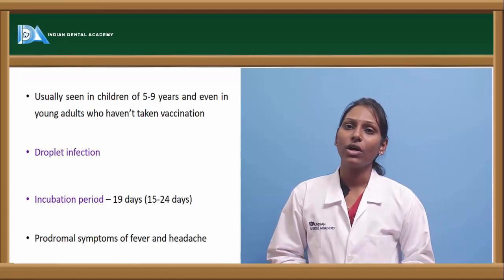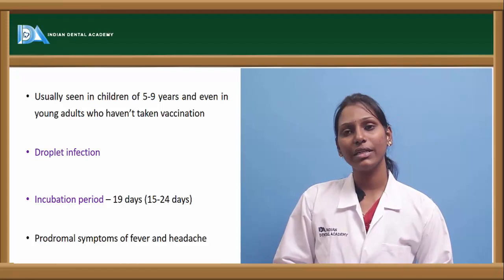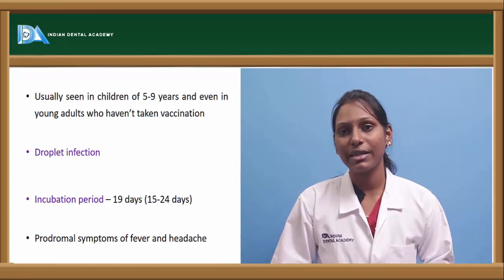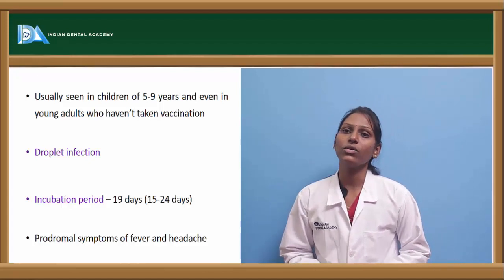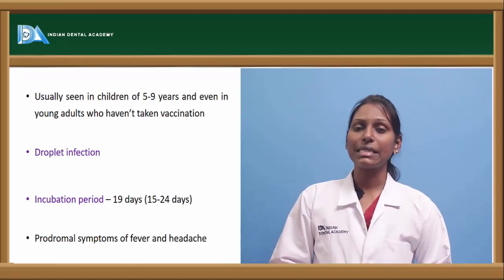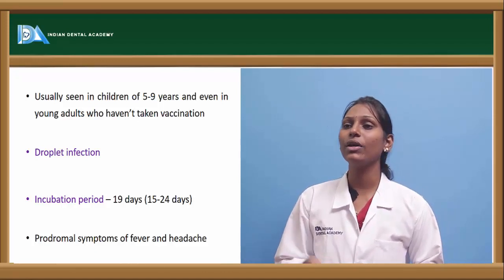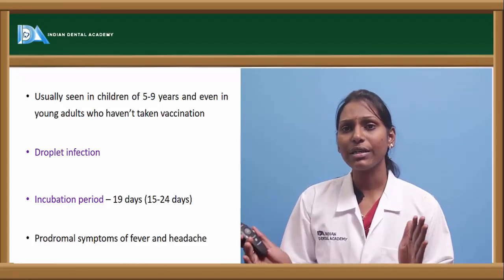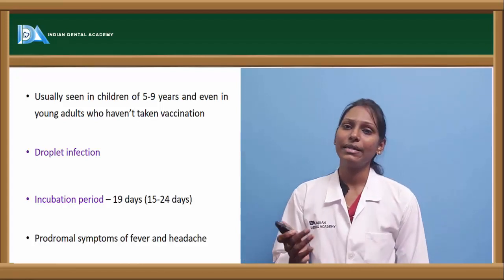Now, MUMPS is usually seen in children of age group 5 to 9 years, and even in young adults who have not taken a vaccination for MUMPS, that is nothing but MMR vaccination. It is spread by droplets, that is, it is a droplet infection, and the incubation period for MUMPS is usually about 19 days. Usually it has a broader range of about 15 to 24 days, and usually it is 19 days.